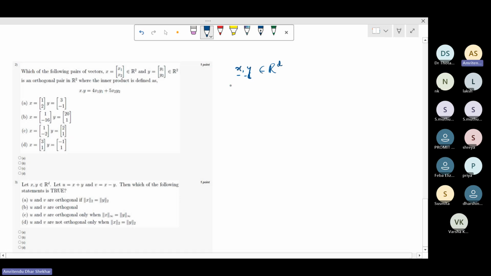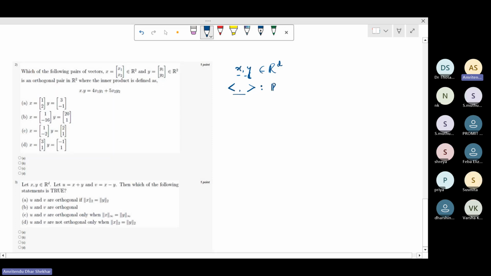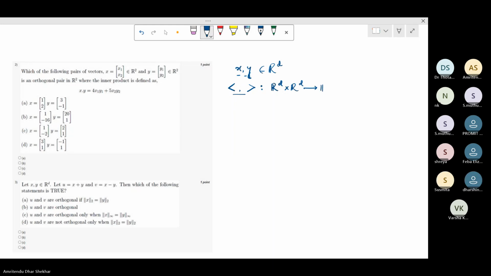So typically, I'm going to write this inner product. Typically, an inner product is often represented by these angular brackets. Every inner product is actually a bilinear map, which will take two vectors x and y, and it will send it to their inner product, which is a real number.